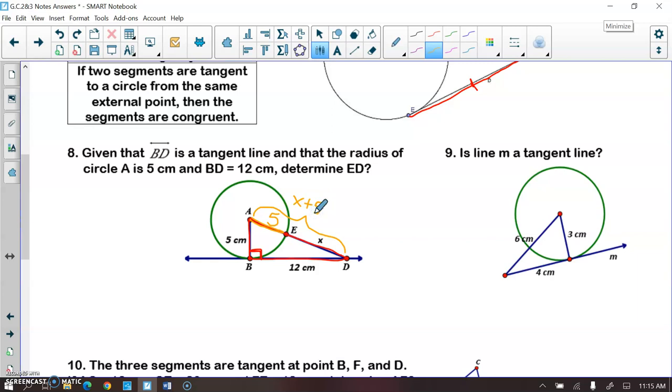I can use the Pythagorean theorem since this is a right triangle. So I have 5 squared plus 12 squared is equal to (x plus 5) squared. 5 squared is 25. 12 squared is 144. And it's very important to know that (x plus 5) squared is not just x squared plus 25. With (x plus 5) squared, we do need to FOIL.